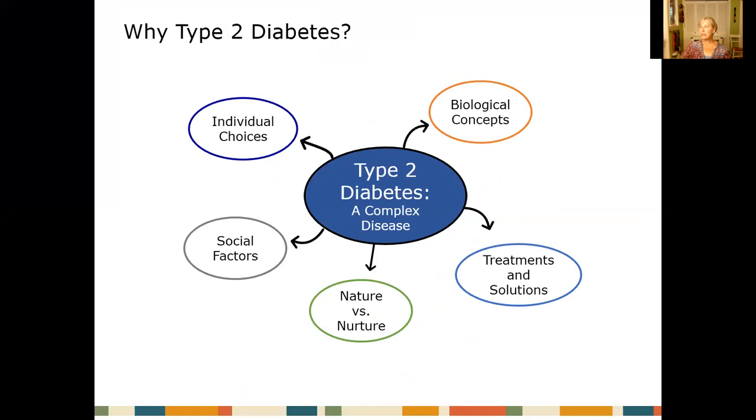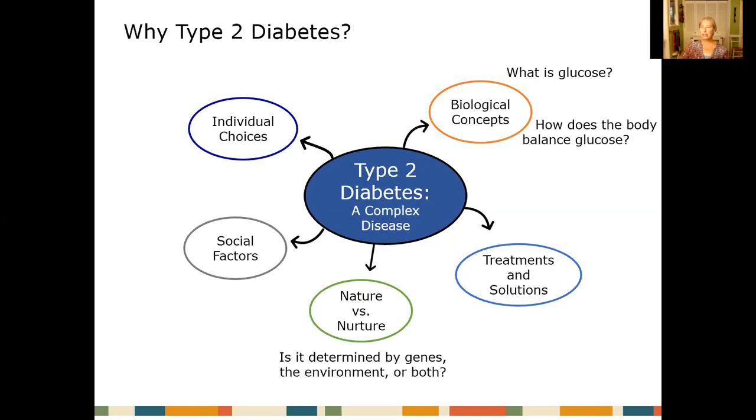Well, first of all, we do address the biological concepts which are standard in a biology class, homeostasis and feedback mechanisms. What is glucose? Where does it come from? What else is it all about besides cellular respiration? How does the body balance glucose? We also get into the gene-environment interaction by thinking about how is this determined? What is the genetic component? What is the environmental component? And how do those interact with each other?